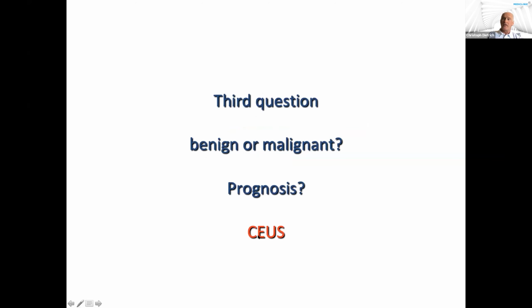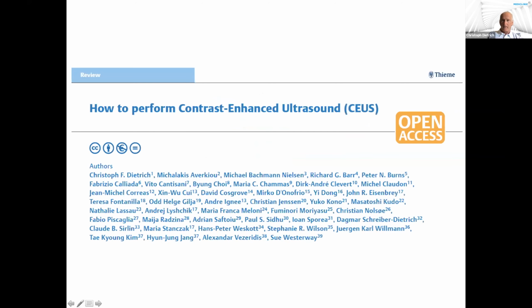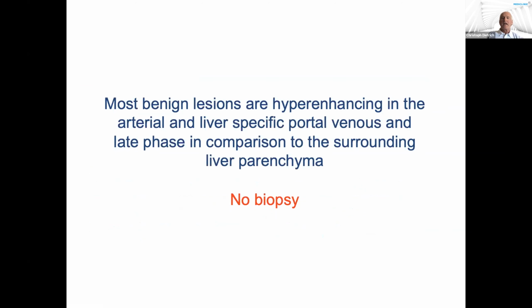CEUS makes the difference. It's all about how to perform contrast-enhanced ultrasound. If you are interested, there is an open access journal, and all the authors who presented here have given their experience into that.